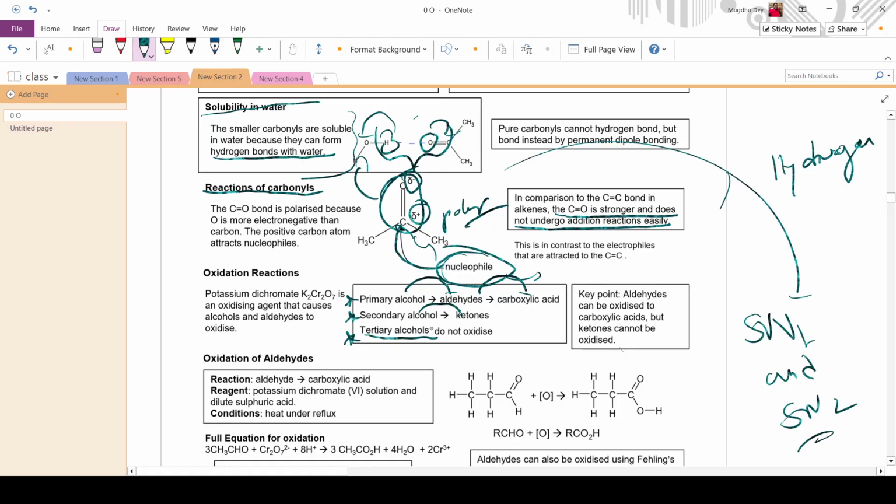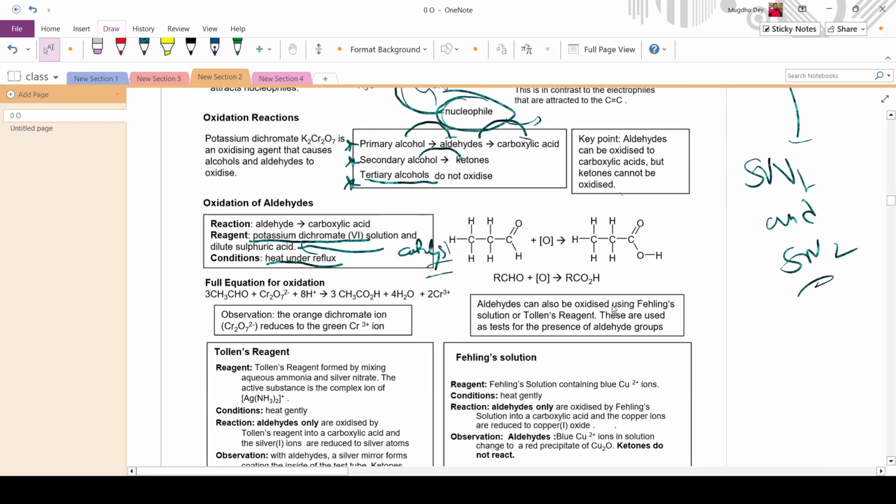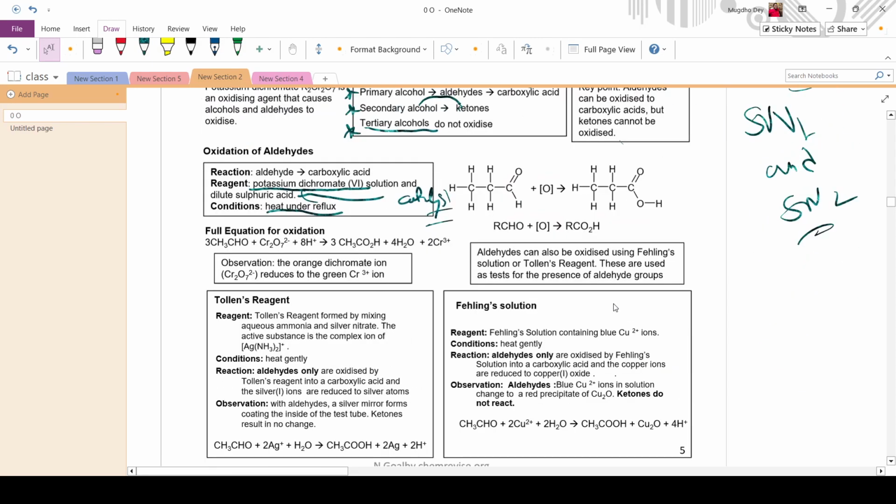And what do we use for oxidation? An oxidizing agent, right? Can you name some oxidizing agents? It's provided here, isn't it? Potassium dichromate(VI), and this is a catalyst, by the way, not an oxidizing agent: dilute sulfuric acid. Another condition is heat under reflux. I think you know what heat under reflux is, right?